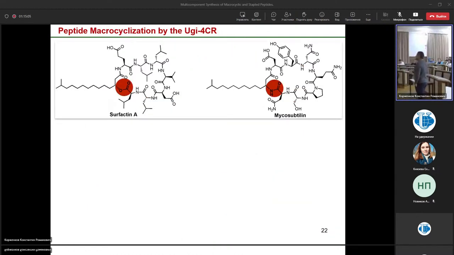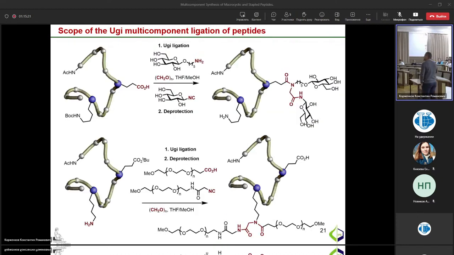Okay? I'm going to talk about this special class of peptide pharmaceuticals. This is an antibacterial and antifungal compound. The name of this is surfactin. This is mycosubtilin. Okay? These are cyclic peptides containing a lipid tail. And as I told you before, one of the main topics of our group is making peptides more stable by pegylation or lipidation.